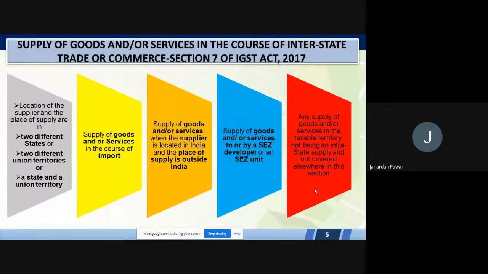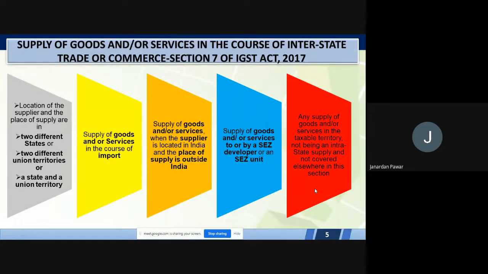I hope you have understood the first segment. The second segment talks about import. If we import something from another nation, it will be treated as IGST, or an interstate transaction. In the case of import, the supplier is from another country, whereas the place of supply is in our country. The third one talks about export. Here the supplier is from our country and the place of supply is outside the country. This is what is called interstate trade or commerce according to Section 7 of the IGST Act 2017.